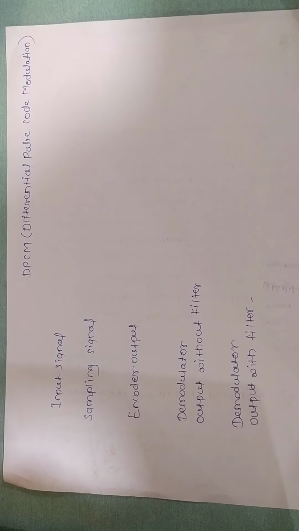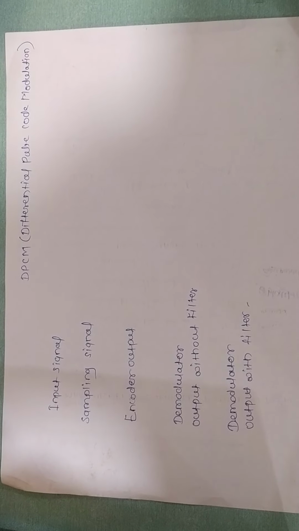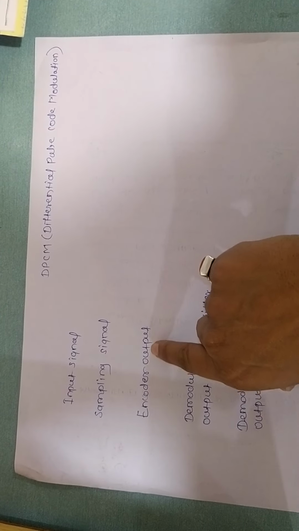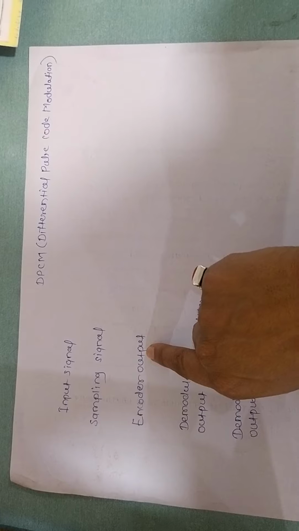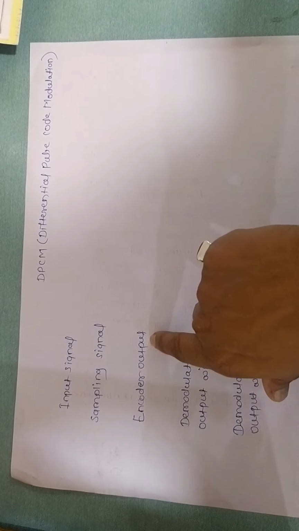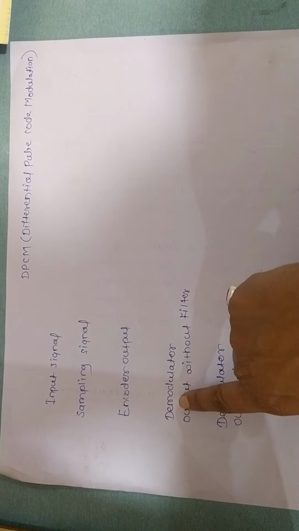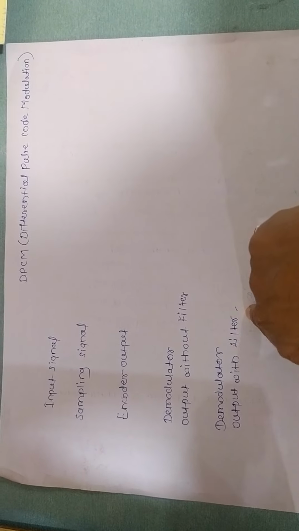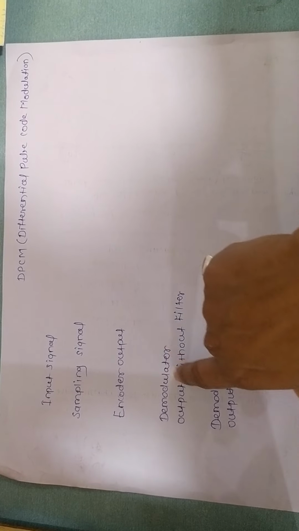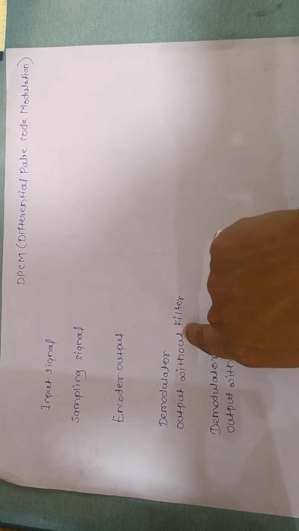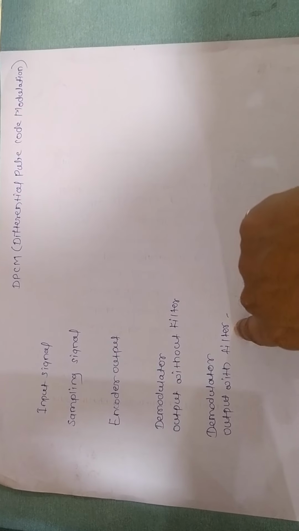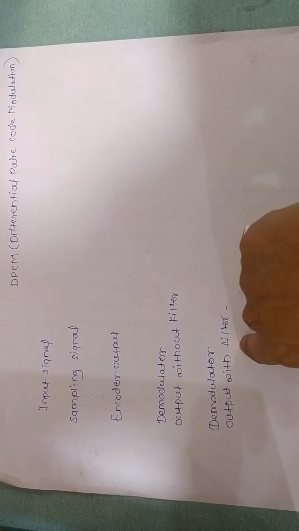Now in this DPCM practical, meaning differential pulse code modulation practical, we can see the input signal, after that the sampling signal, after that the encoder output, which is nothing but the differential output, after that the demodulator output without filter and the demodulator output with filter. Demodulator output without filter is nothing but the reconstructed output, and demodulator output with filter is nothing but the output of the low pass filter.